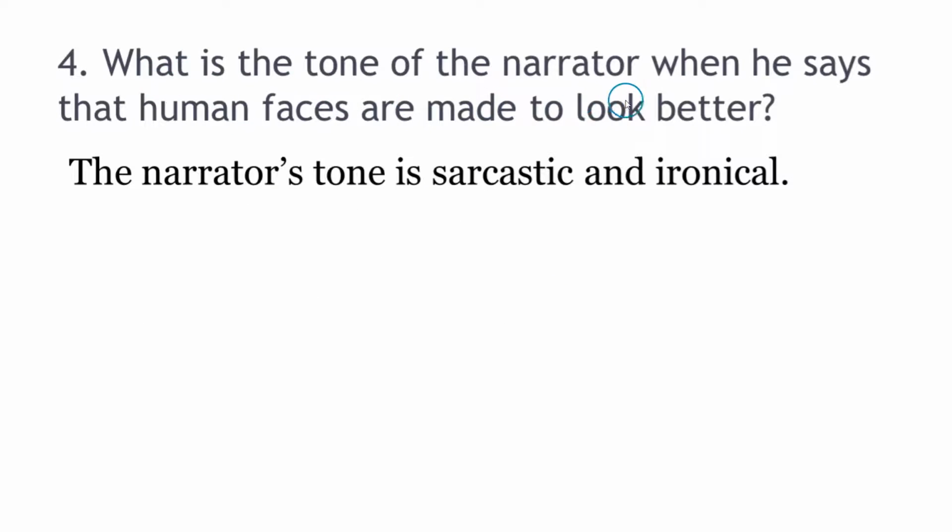What is the tone of the narrator when he says that human faces are made to look better? The narrator's tone is sarcastic and ironical. You can underline sarcastic and ironical.